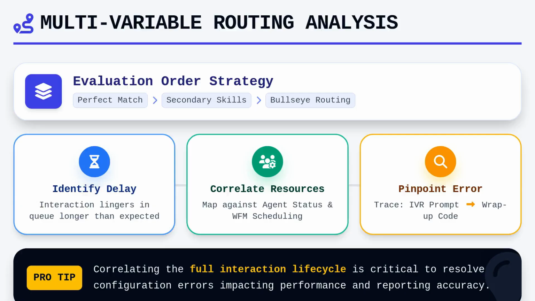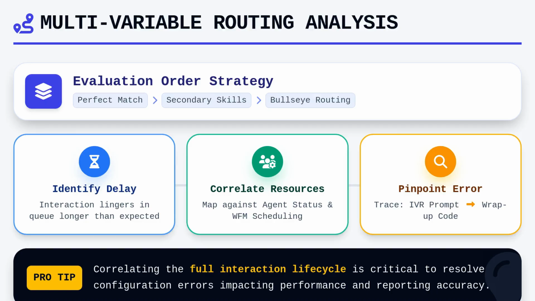When facing scenario-based questions that involve multivariable routing, focus your attention on the evaluation order of your ACD queues or skill requirements. The platform's default behavior for skills-based routing often utilizes a progression, such as looking for an agent with the perfect skill match before loosening requirements to secondary skills or bullseye routing.